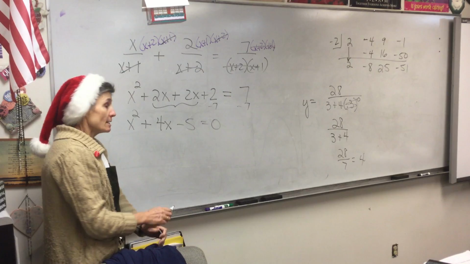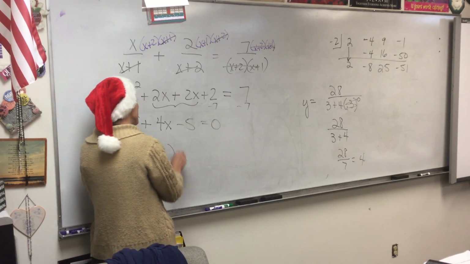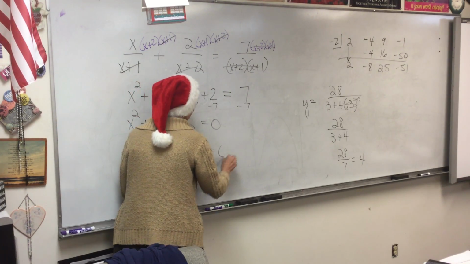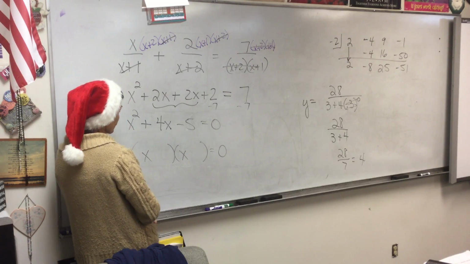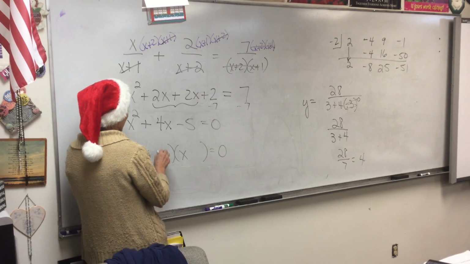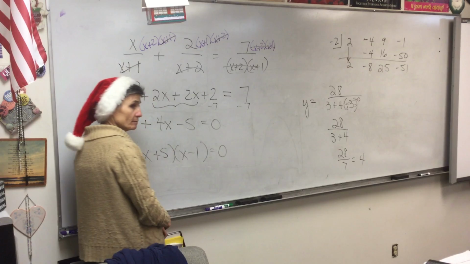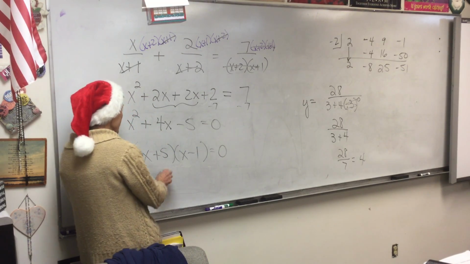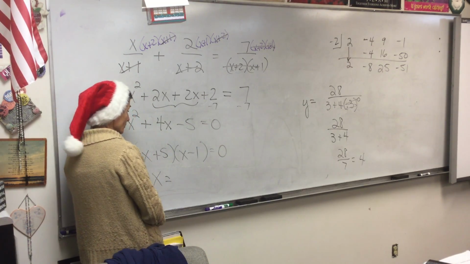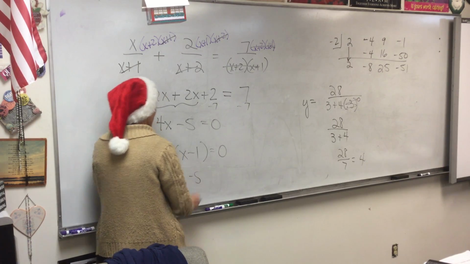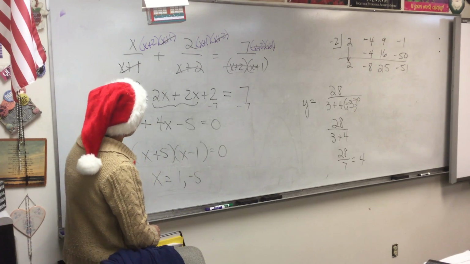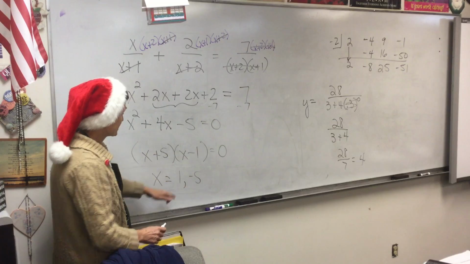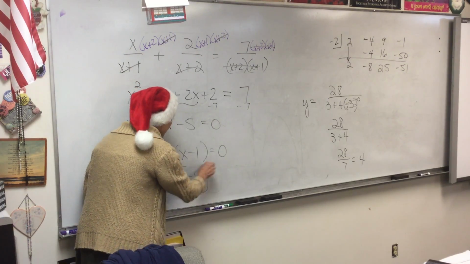That factors. If you don't want to factor it, could you use the quadratic formula? Yep, but it does factor. How does it factor? Plus 5, minus 1. So what does x equal? 1 and negative 5. Now, want to make sure those don't make any zeros. They don't, we're good.